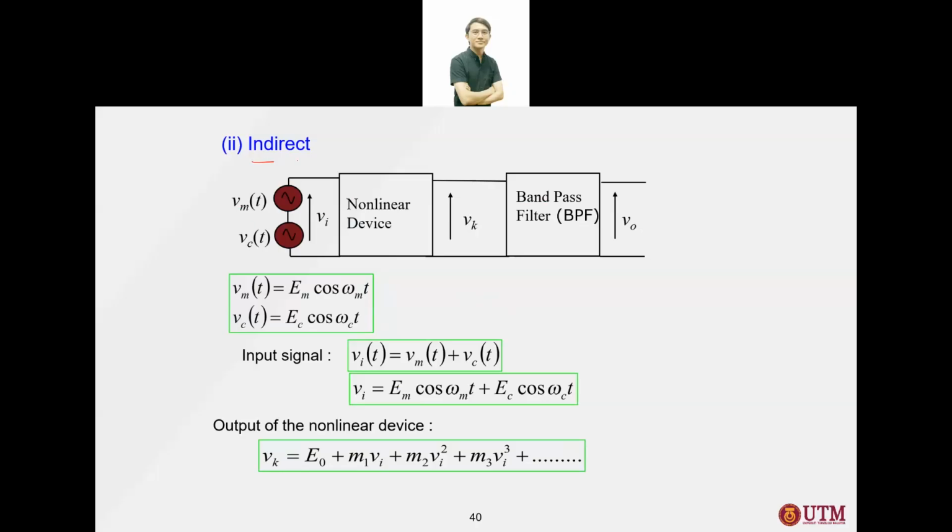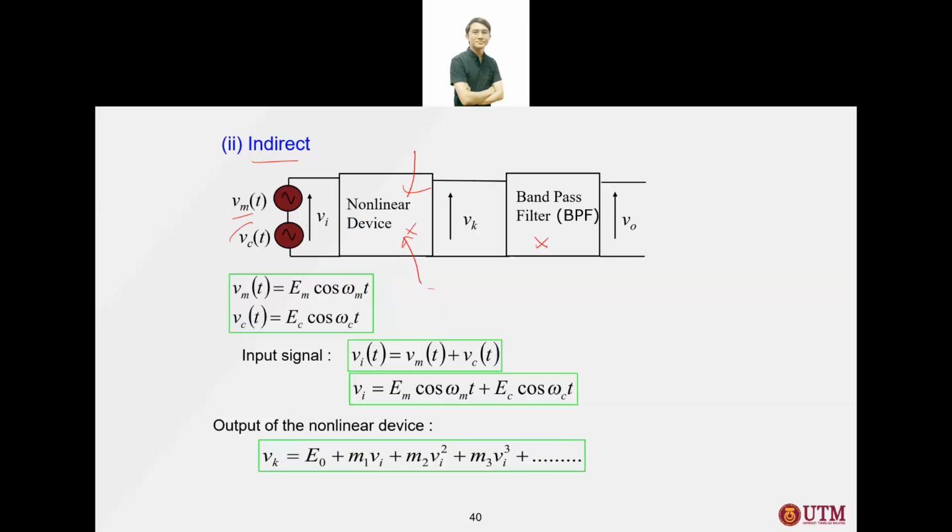So for the indirect method, we require the use of a non-linear device. Non-linear devices we have a lot, for example, transistors. But for now, you don't have to know what is inside. It's just a block diagram. If the question asks you, maybe just do the block diagram and equation, but we don't ask you what is inside of that.